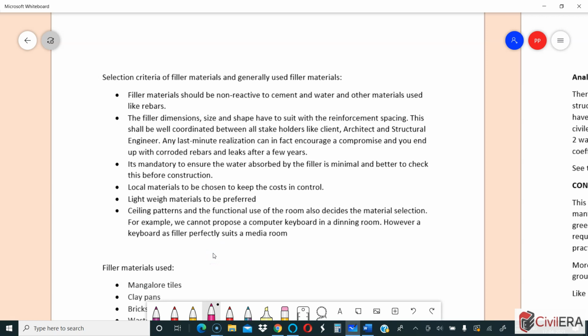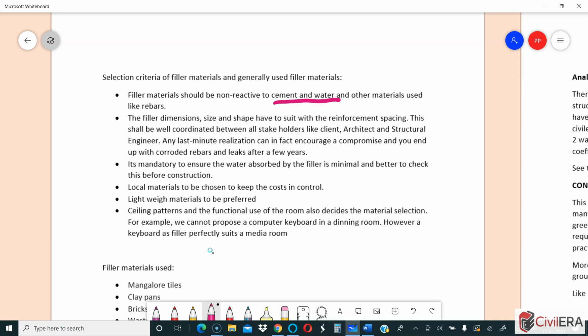Filler materials should be non-reactive to cement and water. So that's very much required. Otherwise you will have corrosion issues. The filler dimension, size and shape have to suit the reinforcement spacing. This shall be well coordinated between all stakeholders like client, architect and structural engineer.